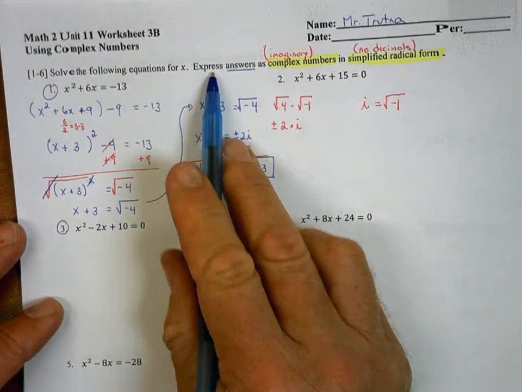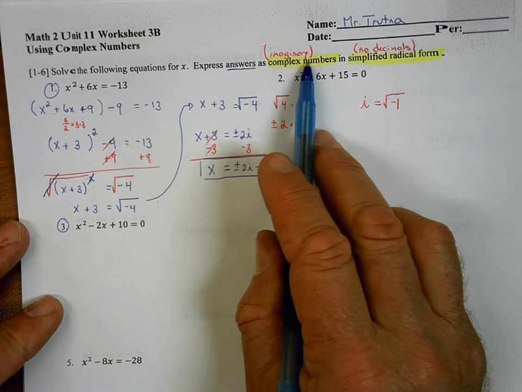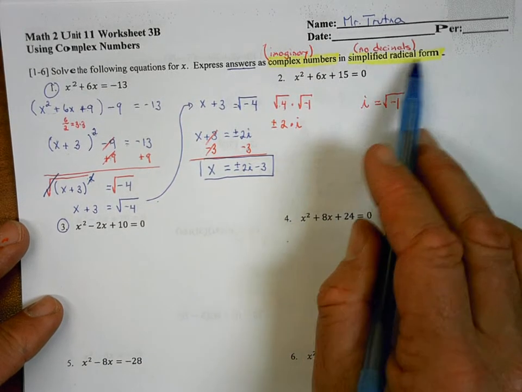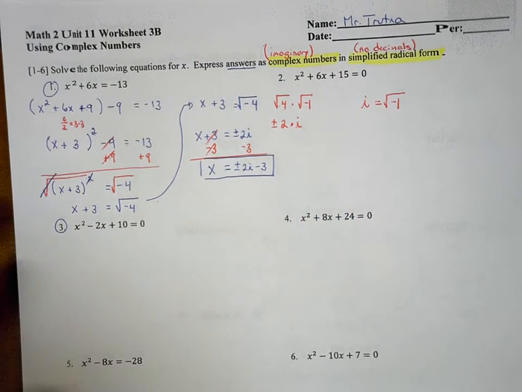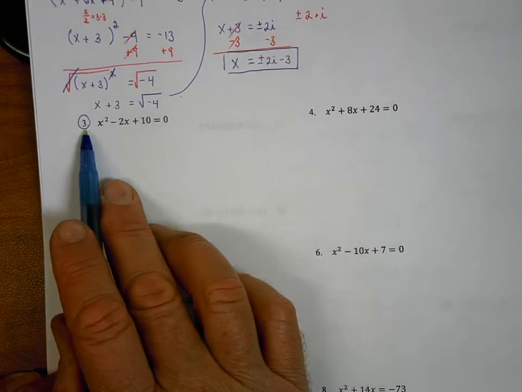Okay, so let's see. Did I express my answer? Yes, I have x equals. Is it a complex number, an imaginary number? Yes, it is. Is it in simplified radical form? Yes, it is. So that would be an acceptable answer for number 1.